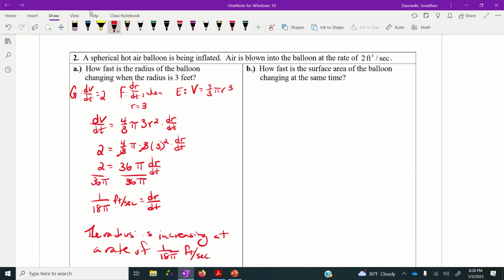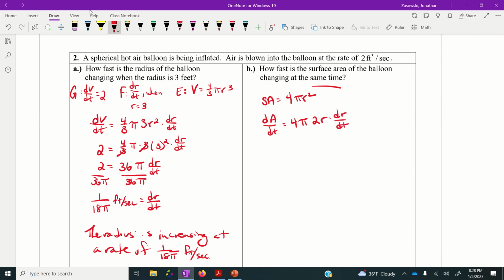All right, for part B, how fast is the surface area changing at the same time? So the givens are going to stay the same. We have everything we were already given. Notice that we also just found the dr/dt here. So the surface area formula is going to be 4 pi r squared. So if I take the derivative of this formula, since it's area, we'll call it dA/dt, it is equal to 4 pi, and the derivative of r squared is 2r dr/dt.